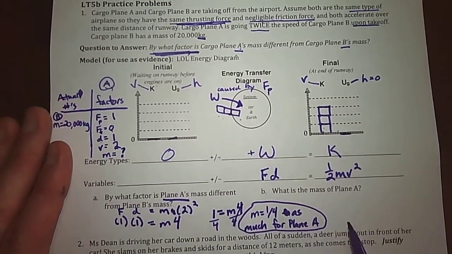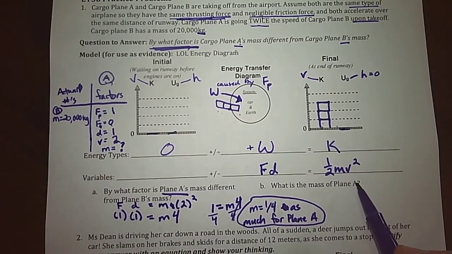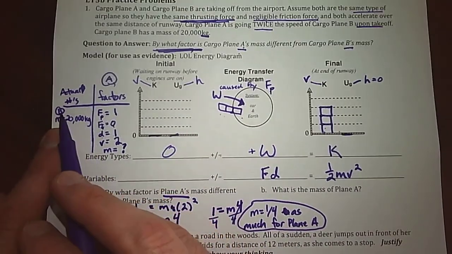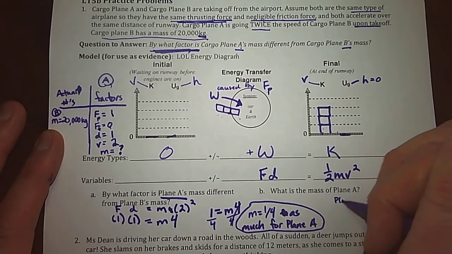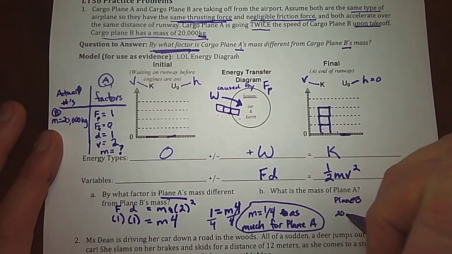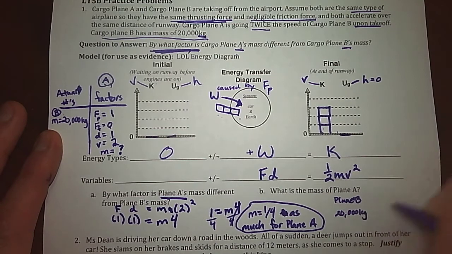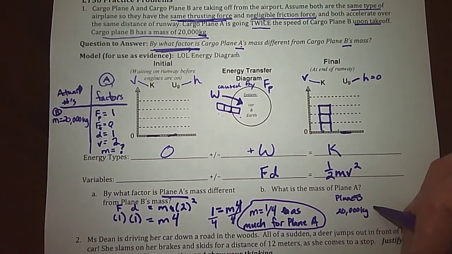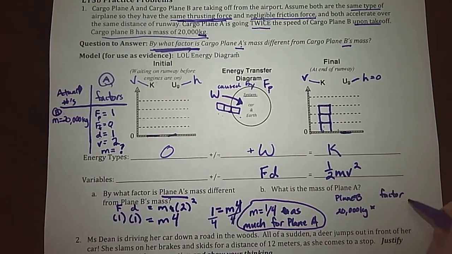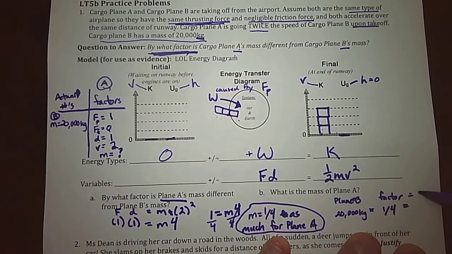All right, so now I got my factor. What is the mass of plane A? Well, I know the actual mass of plane B. That is the 20,000 kilograms. So maybe I say, okay, plane B is 20,000 kilograms. And to find the mass of plane A, I know that the mass of plane A is 1/4 as much, so I'm going to multiply it by that factor, 1/4. So then that gives me the mass of plane A, which would be 20,000 times 1/4, 5,000 kilograms in this case. And this would be an actual number, the actual amount.